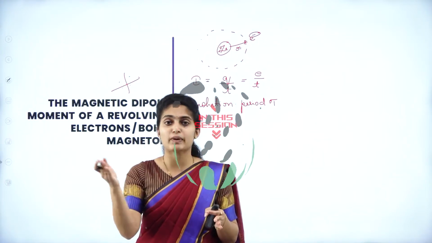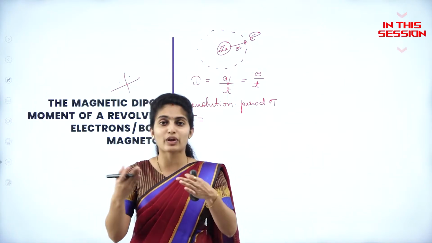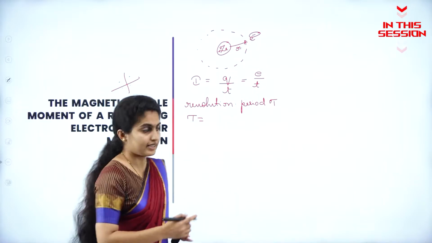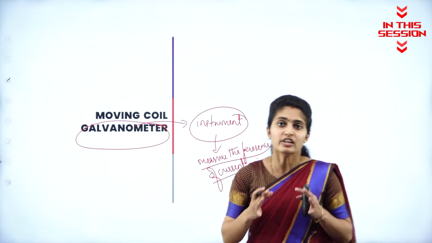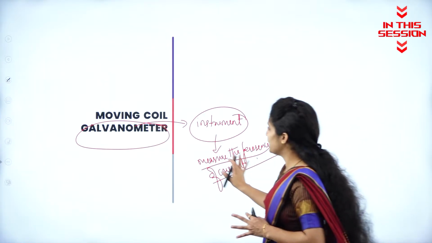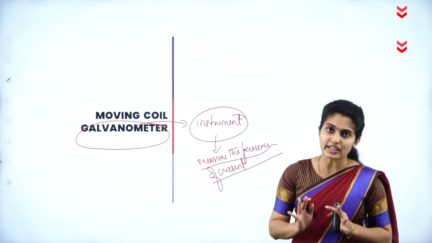Velocity means distance by time taken. So time means distance divided by velocity. Galvanometer is the one which is used to measure the presence and direction of the current. Okay, so galvanometer, the measuring instrument of the current.